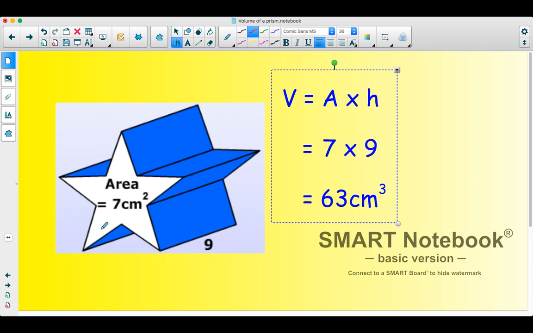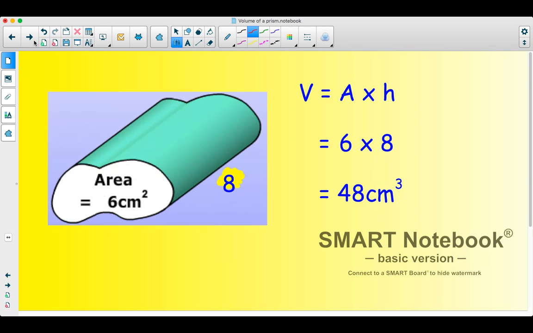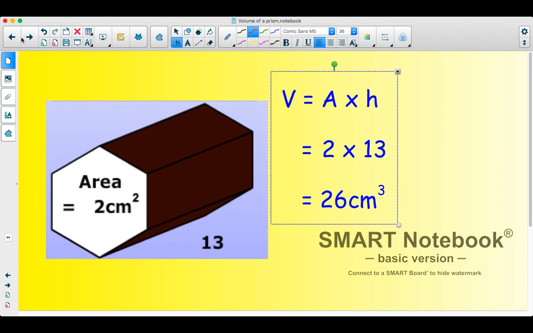This prism here is a star prism. The area of the star is 7 centimeters squared, and the height of the prism is 9 centimeters. Volume is area times height. 7 times 9, 63. The cross-sectional area of this prism is 11 centimeters squared. The height is 9 centimeters. Volume is cross-sectional area times the height. 11 times 9, 99 centimeters cubed. The area of this prism, I don't even know what that shape is. Probably it doesn't even have a name. Volume is area times height. 6 times 8 is 48.